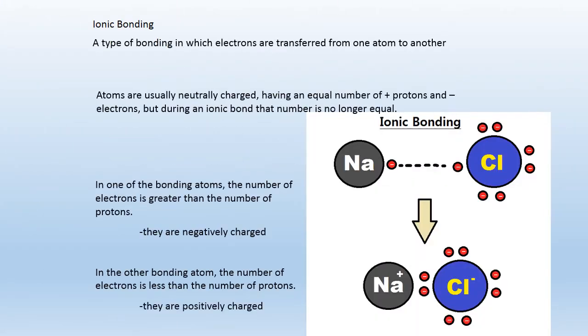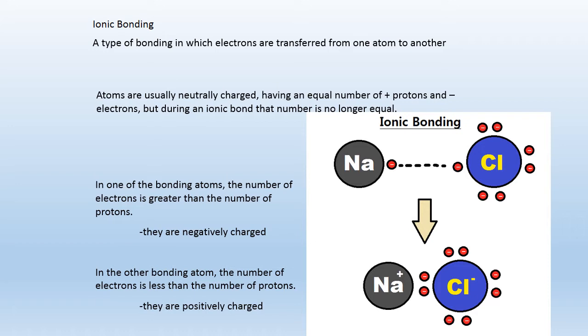The first type of bond that we'll discuss is called ionic bonding. In this type of bond, valence electrons are transferred from one atom to another. So, like in our last example, when sodium reacts with chlorine, sodium gives its valence electron to chlorine. It is transferred from one to the other.